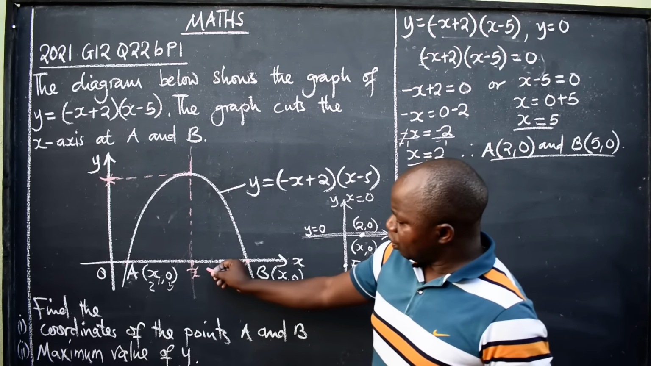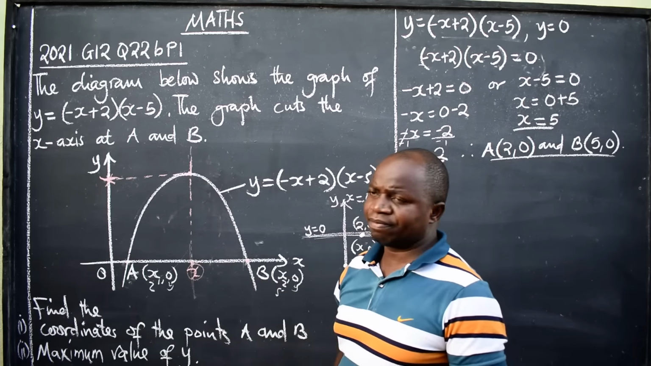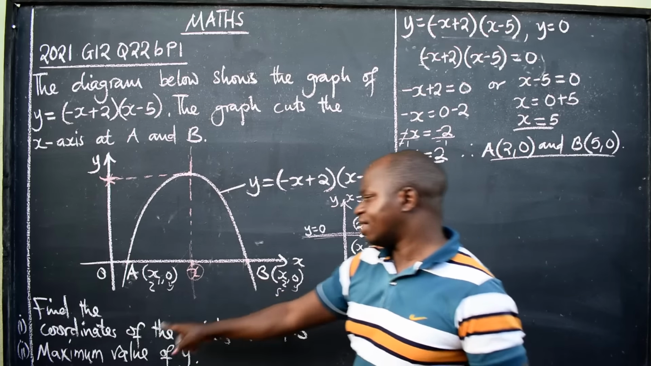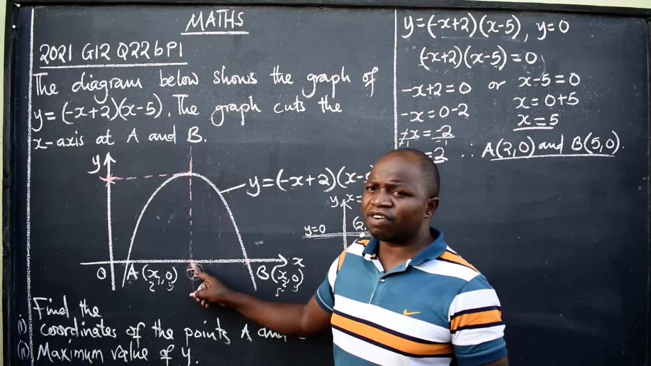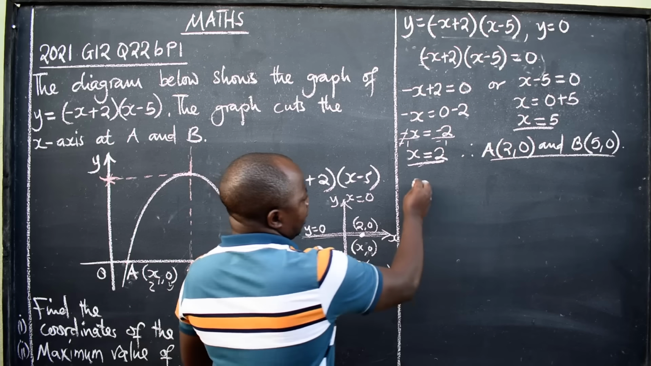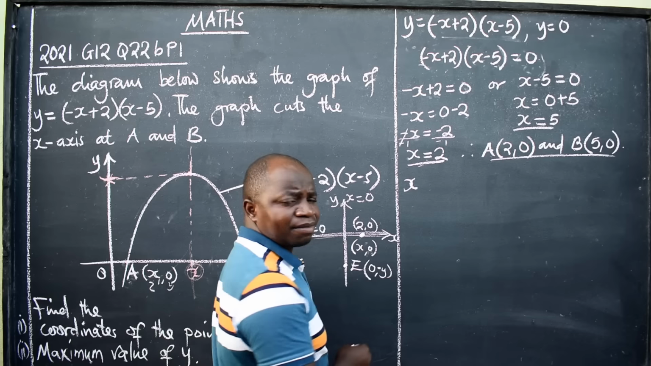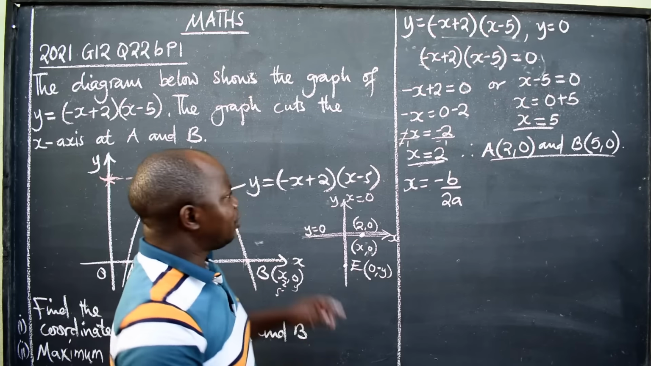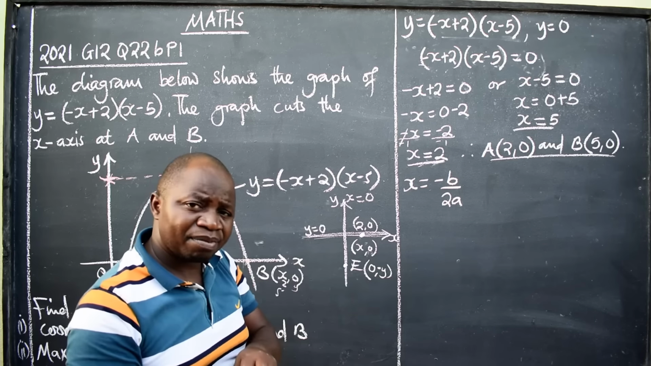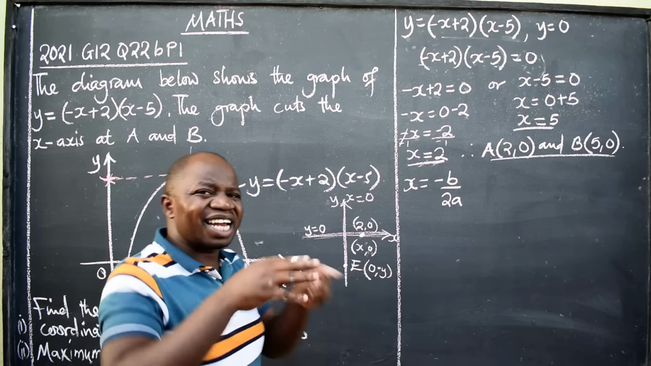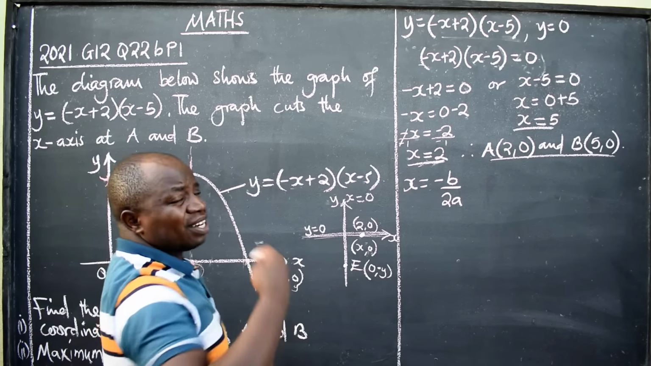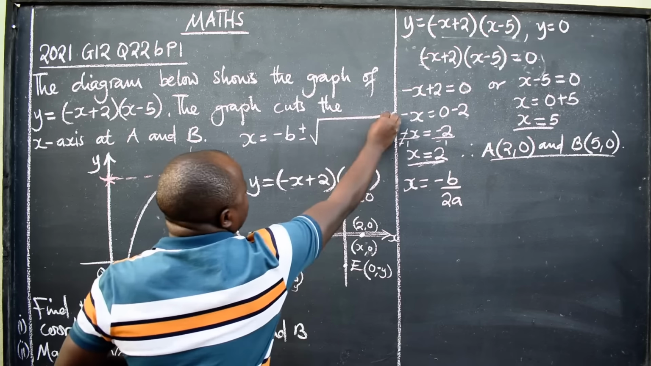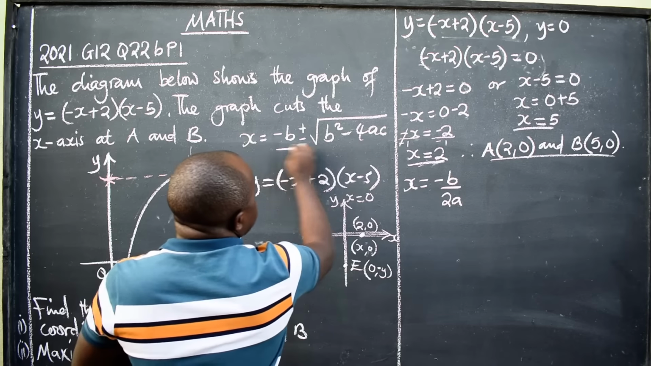Now, to get this value of x, after getting this value of x, I'll substitute it in here, then I'll get the maximum value of y. But the question is, how do you get this value of x? We use the formula. So you say, to get the value of x, you use the formula x is equal to negative b over 2a. Where is this coming from? Do you remember here I said these are quadratic functions? Now, quadratic functions, we have what we call quadratic equations. Now, if you remember the quadratic formula, we say x is equal to negative b, positive negative square root b squared minus 4ac, everything over 2a.